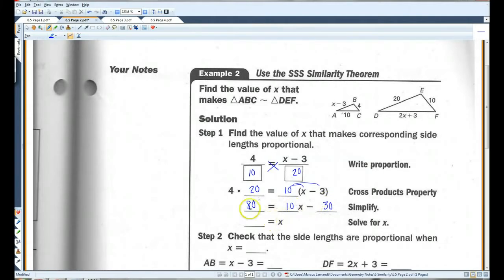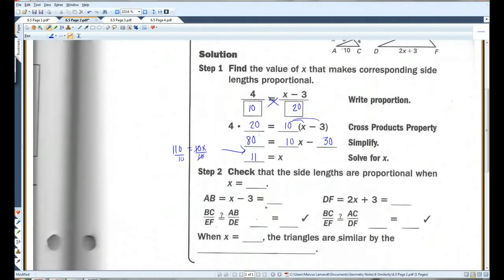If I add 30, I'm going to add a step in here. If I add 30 to both sides, I get 110 equals 10x. And then if I divide by 10, x equals 11. Okay, we're going to check that the side lengths are proportional when x equals 11. If AB is x minus 3, 11 minus 3 is 8. If I plug in 11 here, 11 times 2 is 22, plus 3 is 25.